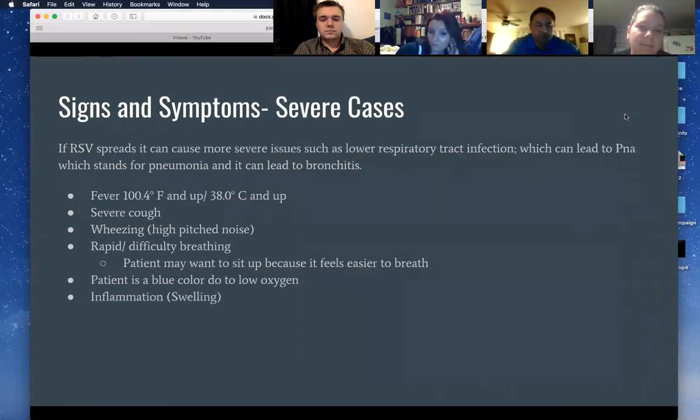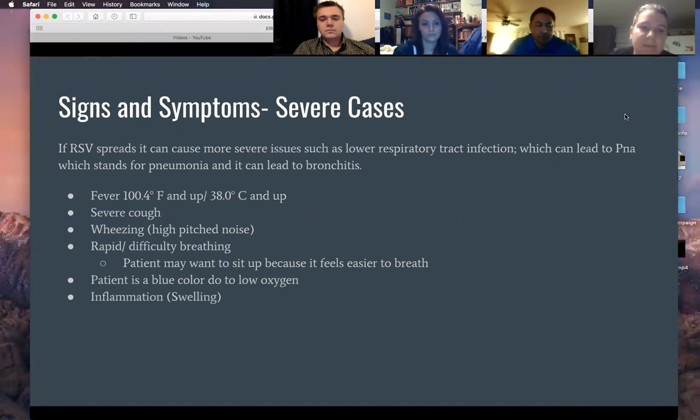If RSV spreads, it can cause more severe issues, such as lower respiratory tract infection, which can lead to PNA, which stands for pneumonia. It can also lead to bronchitis. Signs and symptoms include a high fever, which is 100.4 degrees Fahrenheit and up, or 38 degrees Celsius and up. Severe coughing, wheezing, rapid and difficult breathing.